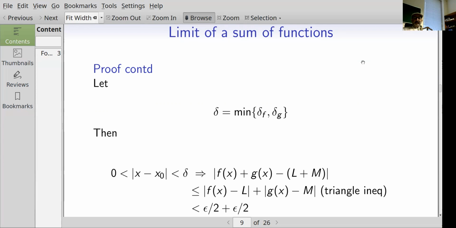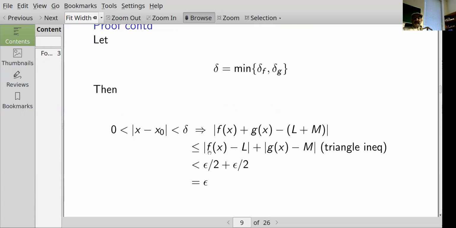Okay. Also, if the absolute value of x minus x naught is less than delta, and delta is less than or equal to delta g, then the absolute value of g of x minus m is less than epsilon over 2. So both of these, the absolute value of f of x minus L is less than epsilon over 2, and the absolute value of g of x minus m is less than epsilon over 2. Okay, and if I add epsilon over 2 plus epsilon over 2, that's equal to epsilon.